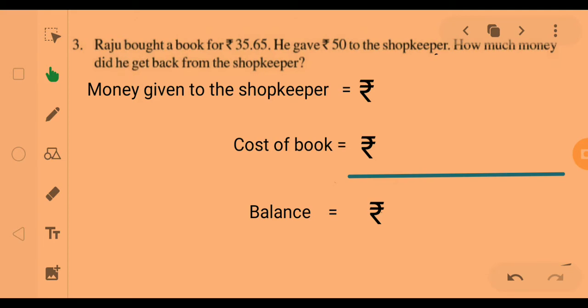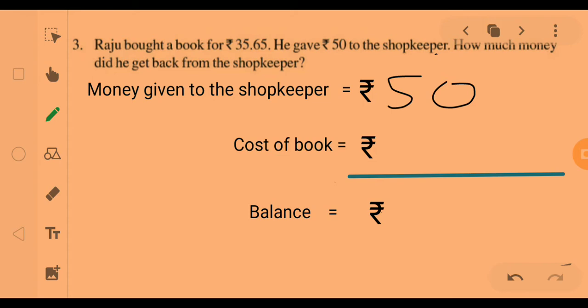Here, first of all, we have to write the amount given to the shopkeeper, and the cost of the notebook we have to subtract from the total amount given to the shopkeeper. The difference we get will be the amount given back to Raju by the shopkeeper. So let's do it. So first, money given to the shopkeeper. How much is the amount given to the shopkeeper? That is 50 rupees.